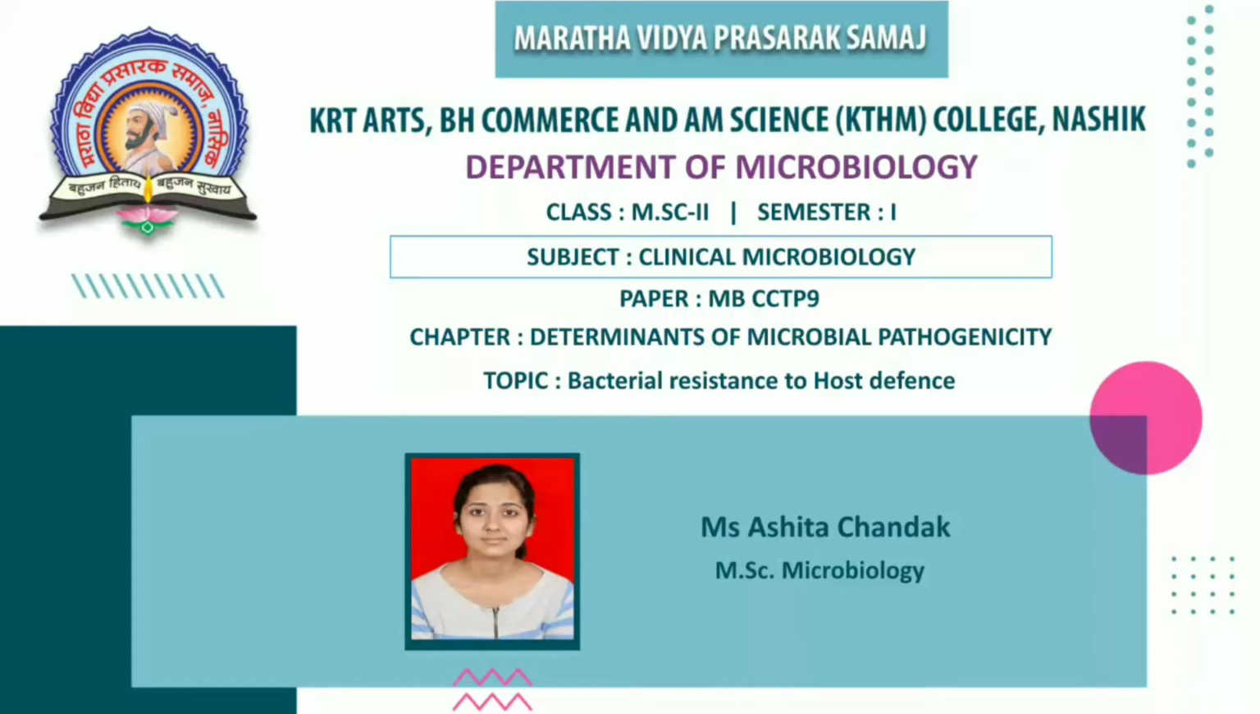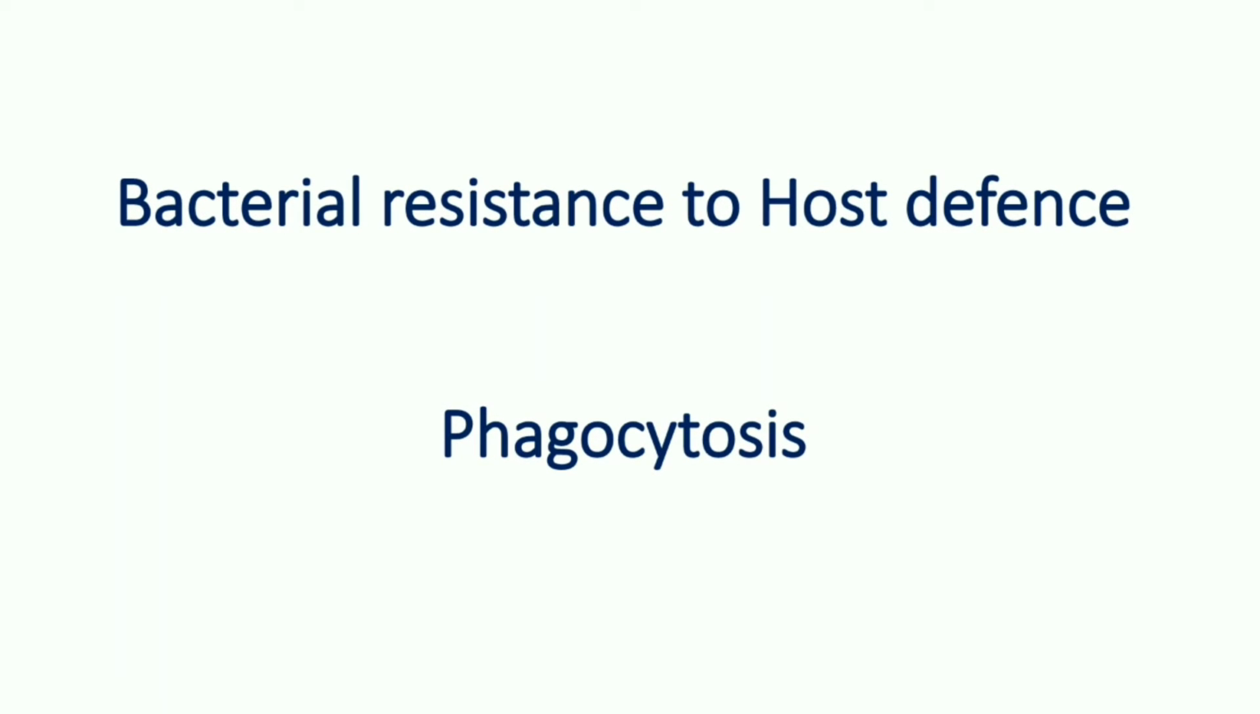Core Compulsory Theory Paper 9. Our topic for today is Determinants of Microbial Pathogenicity. In this, we'll be mainly covering bacterial resistance to host defense. In the topic bacterial resistance to host defenses, we'll be mainly focusing on the process of evasion or resistance to phagocytosis by bacteria.